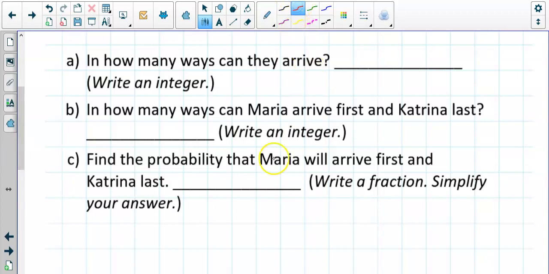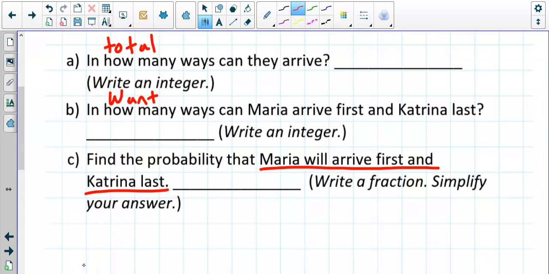This one, they scaffold it for you, which is awesome. So they help you figure out what it is, the situation you're looking for, which in our case is what's the probability that Maria will arrive first and Katrina will arrive last. And they're going to help you out with that. Part A is all about figuring out that total because it wants to know in how many ways can everybody arrive. And part B is figuring out what we want part, which is all about Maria arriving first and Katrina arriving last.